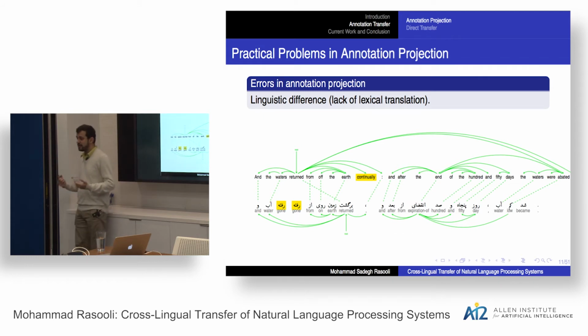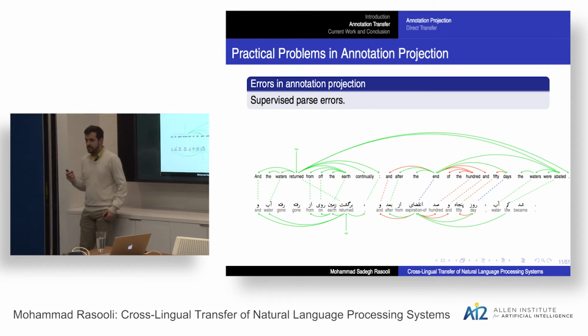The other problem is lack of lexical translation and idiomatic translations. The word continually in English is translated to the phrase gun in Persian, which is completely idiomatic, but it's correct. The other problem is that we use a supervised parser in English, which is not 100% accurate. So it failed to recover the structure for the phrase of the 150 days. It should be the case that days should be the head of 150, but it doesn't occur here. So all these red links show that we're just making errors.